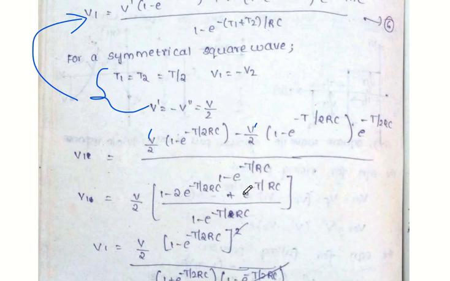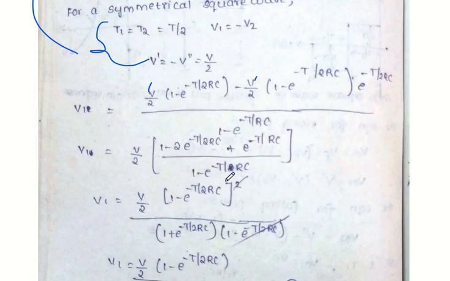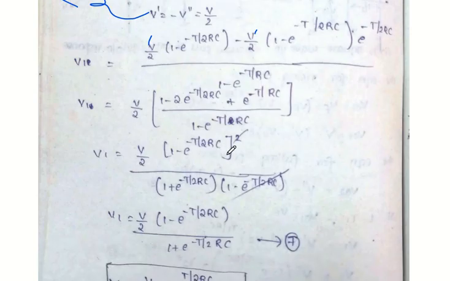So this is represented as a square minus 2ab plus b square, and it is nothing but a minus b whole square. So this numerator is represented as a minus b whole square, and the denominator is represented with a plus b into a minus b. So a minus b cancel. So the remaining term is V by 2 into 1 minus e power minus T by 2 RC whole by 1 plus e power minus T by 2 RC. That is represented with equation number 7.